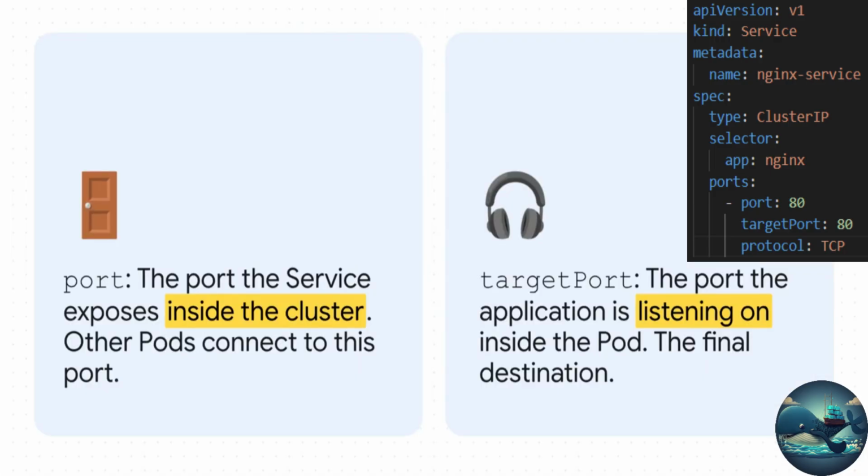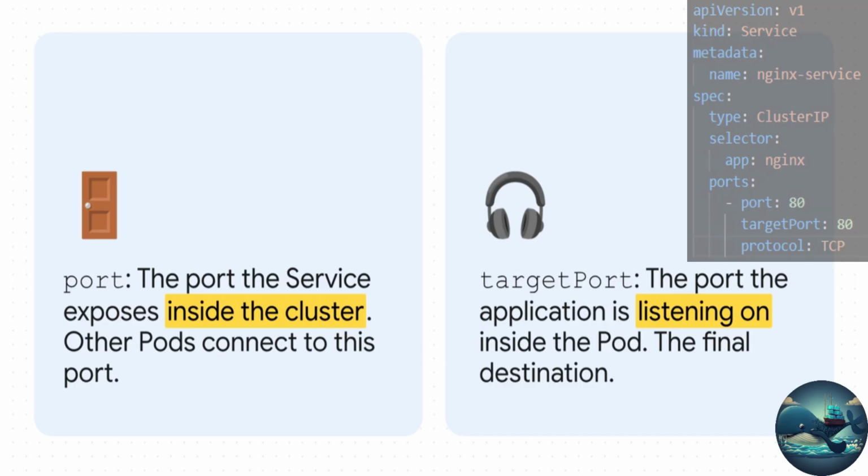Okay, let's zoom in on two fields that trip up everyone at first: port and targetPort. The port is what the service itself exposes inside the cluster. That's the port other pods will talk to. The targetPort, on the other hand, is the actual port your container, in this case nginx, is listening on inside its pod. They don't have to be the same, which is super flexible.